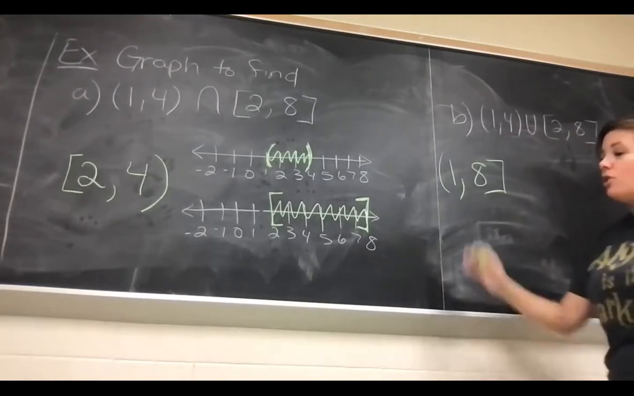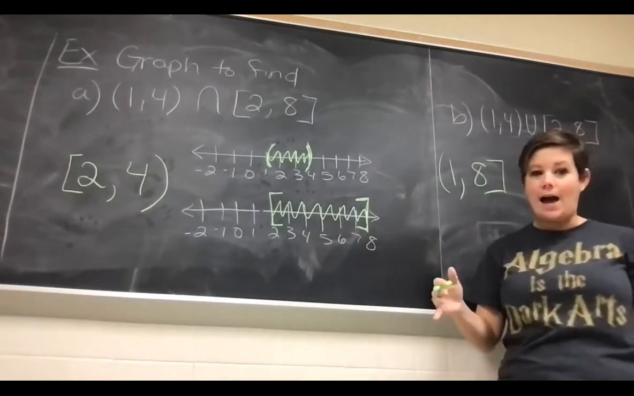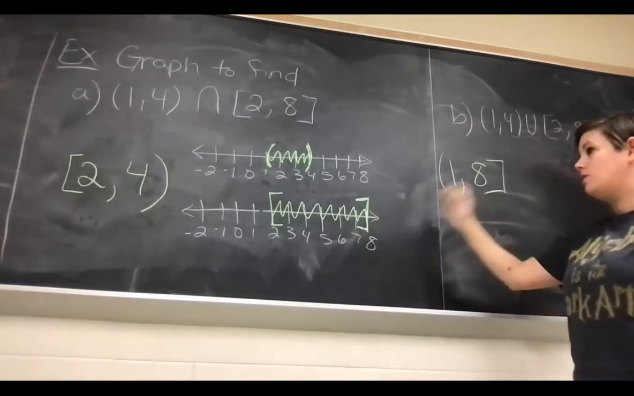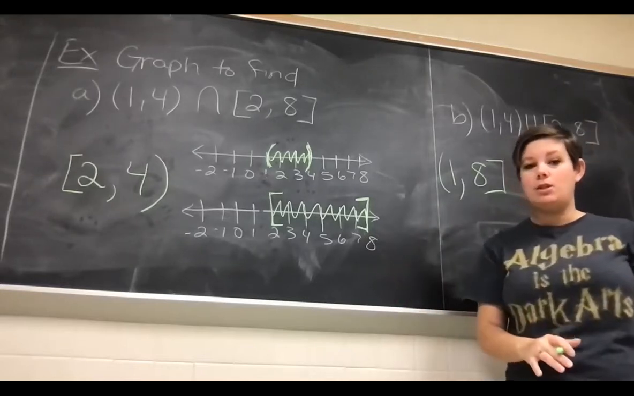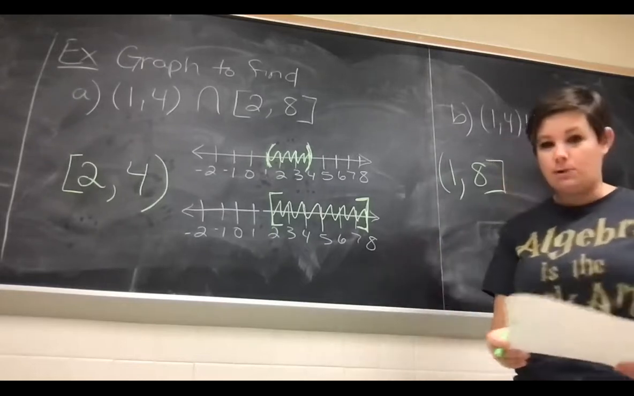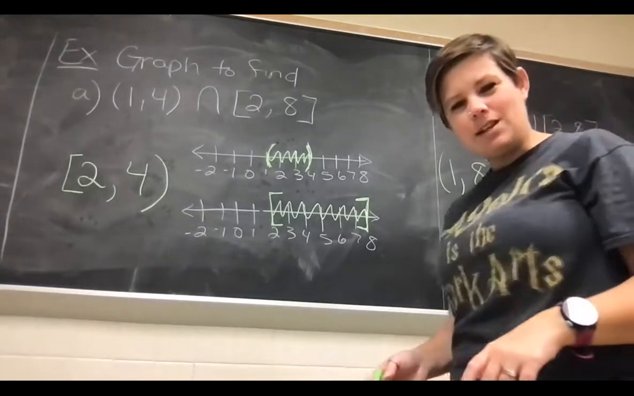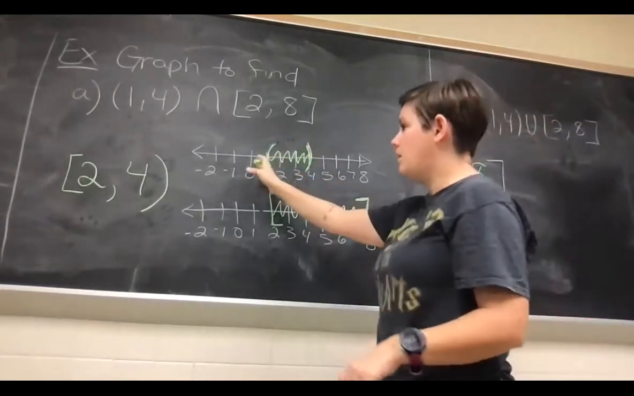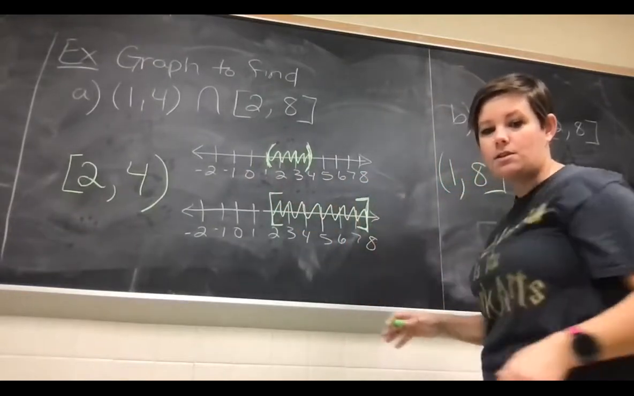So it's harder to find the intersection because you have to look at what overlaps, versus the union, where you just have to see the smallest element out of the sets and the largest element out of the sets.